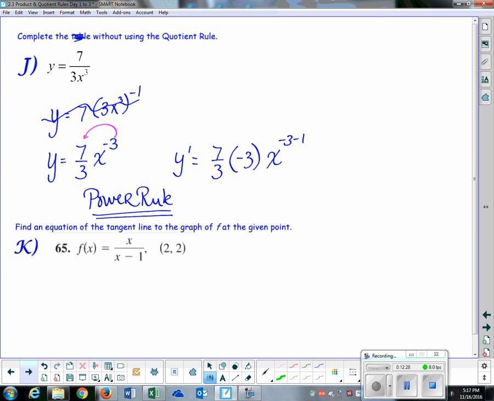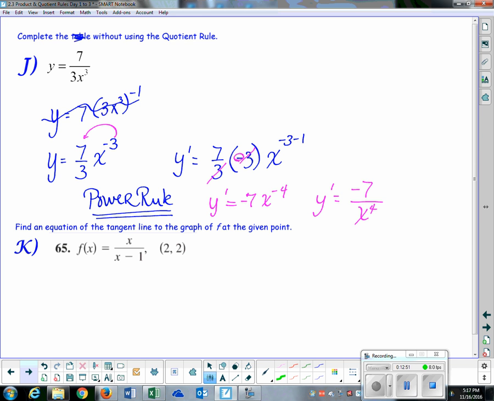What does that leave us? Well, the 3's will cancel and make 1. They divide, really, don't they? And I'll get negative 7. Just don't forget that x is still there. x to the negative 4, which would be rewritten as negative 7 over x to the fourth if I could only use positive exponents in my answer.